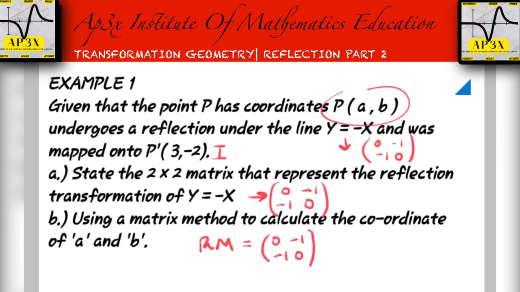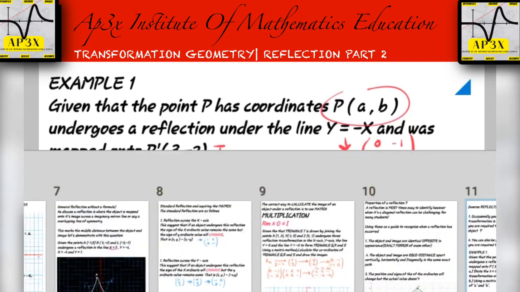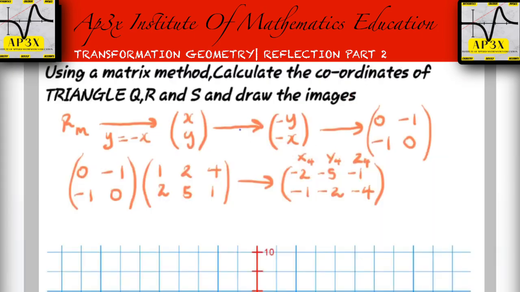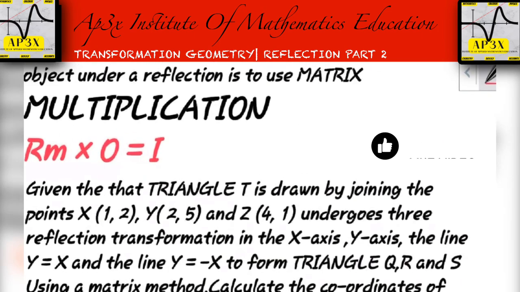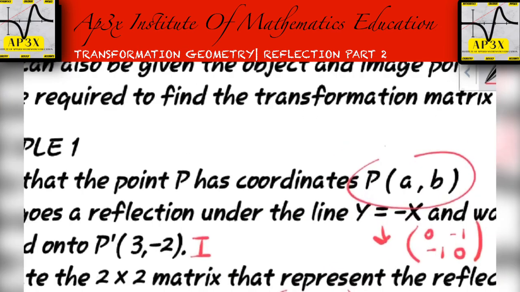And then it says using a matrix method to calculate the coordinates of (a, b). So we have to use a matrix method. They're specifically telling us to use a matrix method. Then this requires us to go back to what is known as the rotation matrix formula. We had discussed it earlier in the video. Here it says rotation matrix multiplied by the object point gives us the image. So let's go ahead and write down that formula.